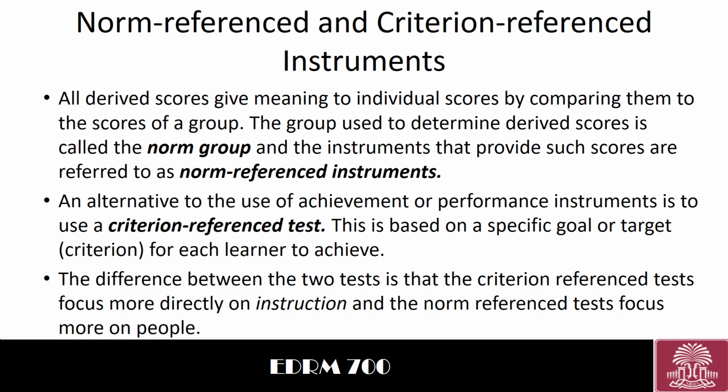Norm-referenced and criterion-referenced instruments. Please take a moment to review the distinguishing features of these two types of instruments. The difference between the two is that criterion-referenced tests focus more directly on instruction, and the norm-referenced tests focus more on people. For instance, GRE or SAT scores are norm-referenced instruments in which we care about participants' scores with a norm group. The driver's license test is a criterion-referenced instrument.